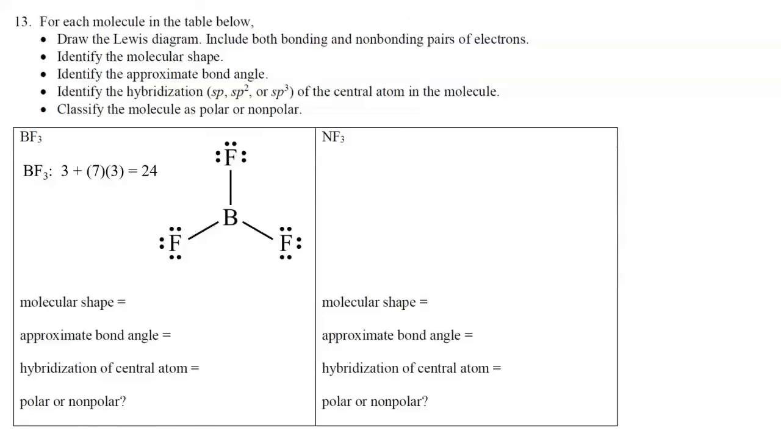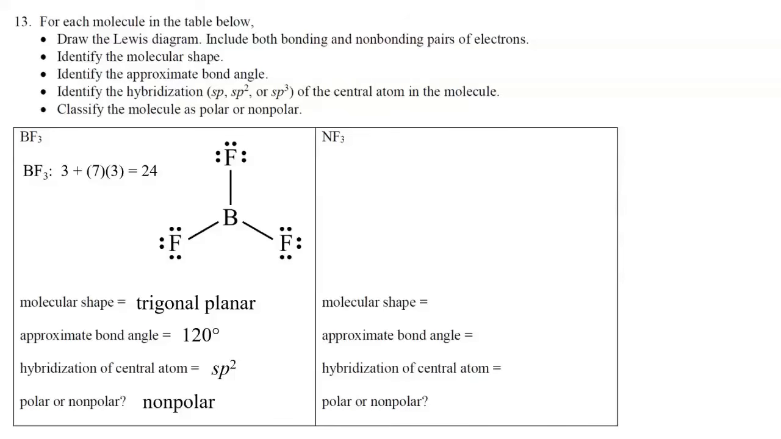So boron is an exception to the octet rule in that it has less than an octet around the central atom. Hopefully you can see with 3 single bonds, it's going to be trigonal planar. Therefore, the approximate bond angle for trigonal planar is 120 degrees. 3 electron domains would be sp2. And everything is nice and symmetrical and balanced in this molecule, so it is nonpolar. All the dipoles would cancel each other out.